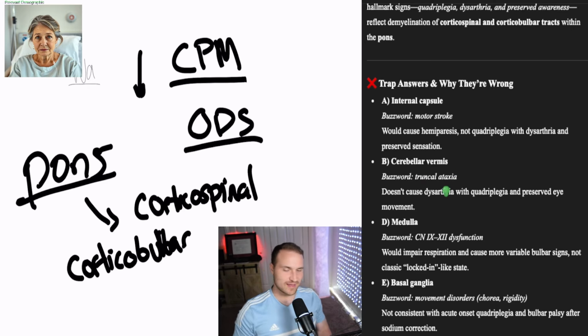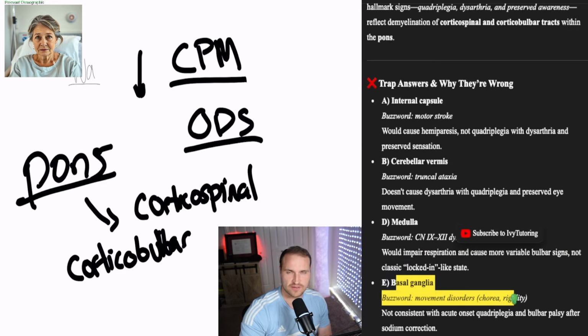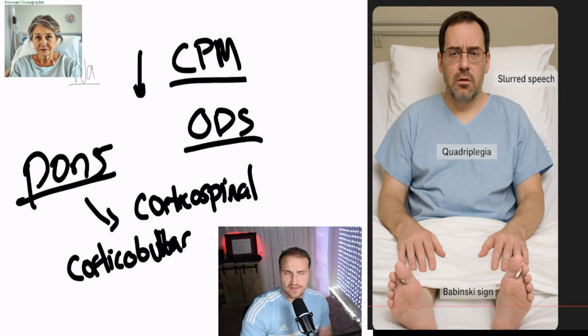Probably shouldn't move away from the mic to demonstrate what that looks like. But there you'd have preserved eye movement. The medulla, that would be involved in cranial nerve 9 to 12 dysfunction, not locked in. So you should think respiration issues would be seen there. Basal ganglia would have movement disorders like chorea and rigidity. All right, so there's our guy. There's our patient. They got the slurred speech, quadriplegia, Babinski sign. That's what you should look out for.